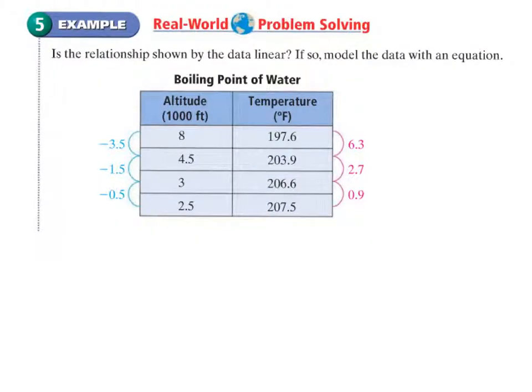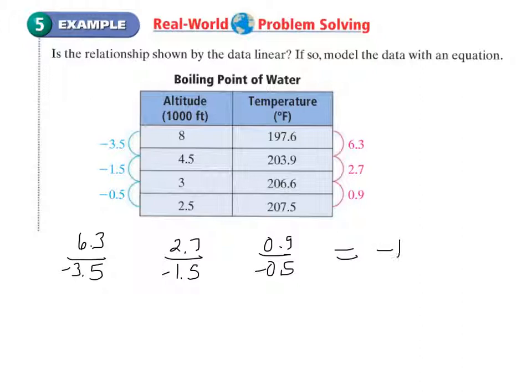Our last example. Is the relationship shown by the data linear? If so, write an equation. I've already done all the work here. We have boiling point of water, altitude is your x, temperature is your f. So looking at this, let's go over and divide each of these. You could do change in y divided by change in x, change in y divided by change in x, change in y divided by change in x. If you simplified all of them, they would all give you negative 1.8. So therefore, yes, it's linear.